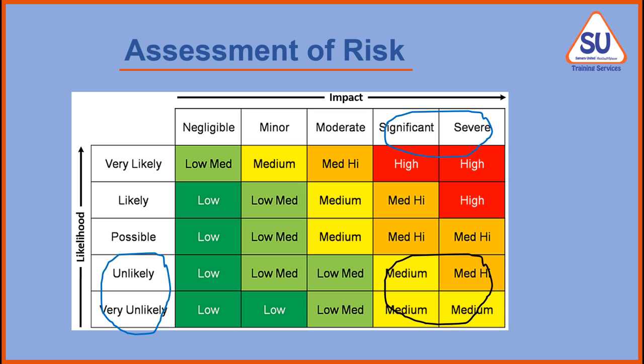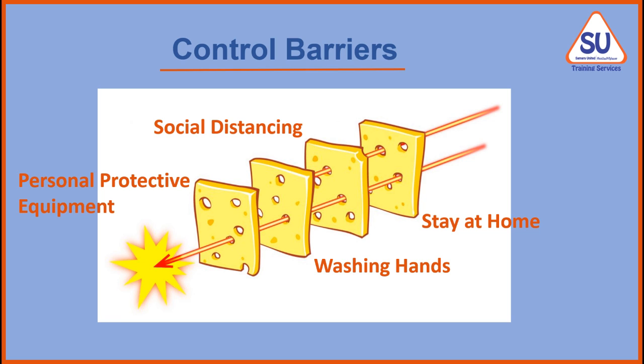Now to finish off, we'll look at our control barriers in action. This representation is known as the Swiss cheese model. The holes in the cheese represent times when our barriers might fail. For example, we can't stay at home all of the time. We might need to go shopping for food. In this case, the hazard will pass through the first barrier, but will get stopped by the next.